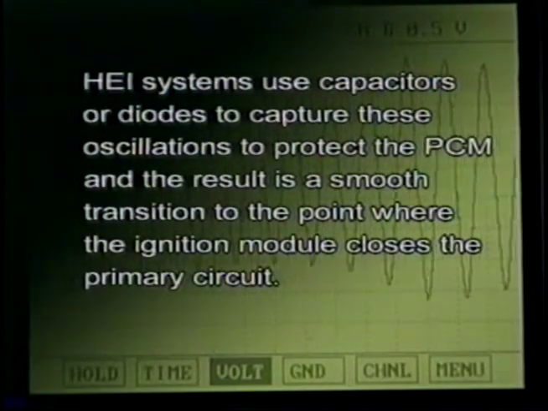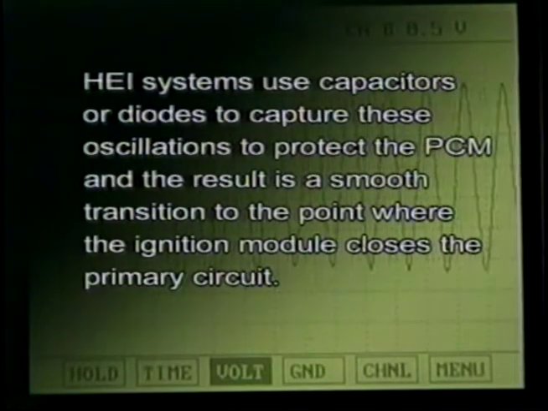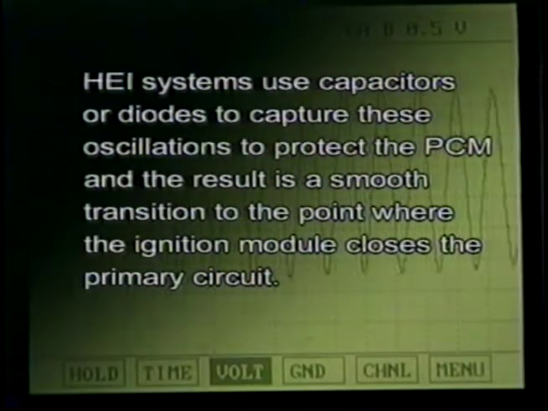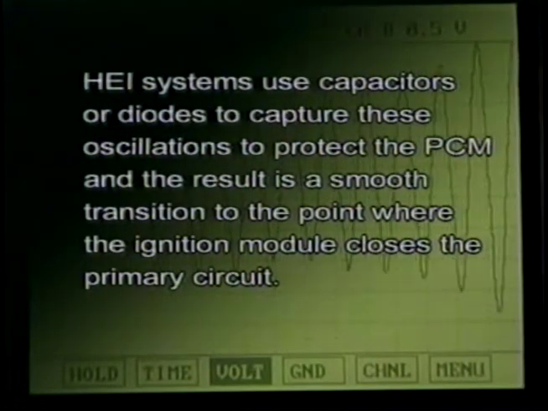HEI systems use capacitors or diodes to capture these oscillations to protect the PCM, and the result is a smooth transition to the point where the ignition module closes the primary circuit.